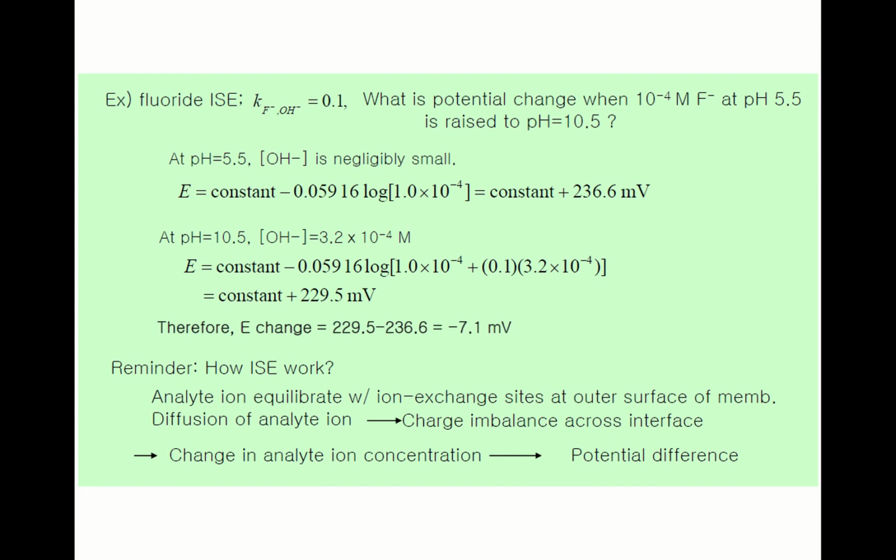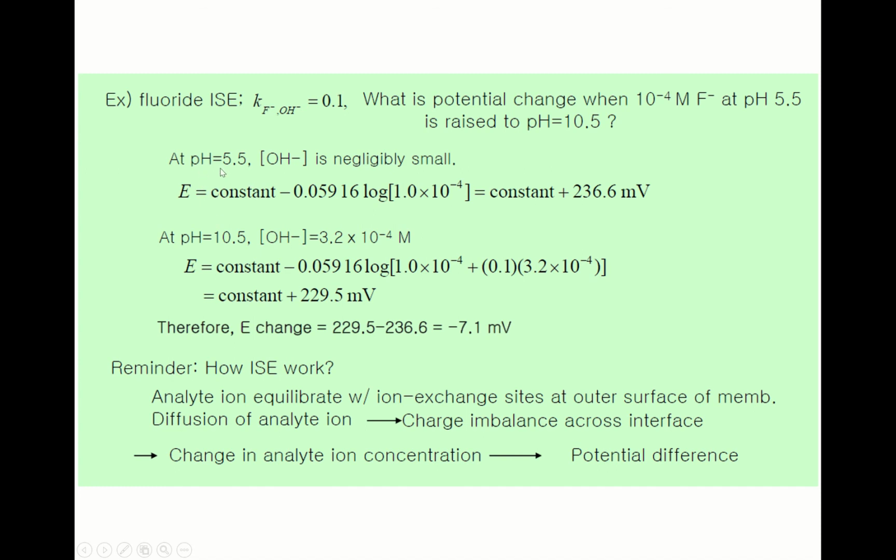Potential may change when the pH changes from 5.5 to 10.5 at a constant fluoride concentration of 10 to the minus 4 molar, right? From this selectivity coefficient, at higher pH the hydroxide concentration also becomes very high, so it may affect the fluoride ion concentration calculation. Okay, let's solve.